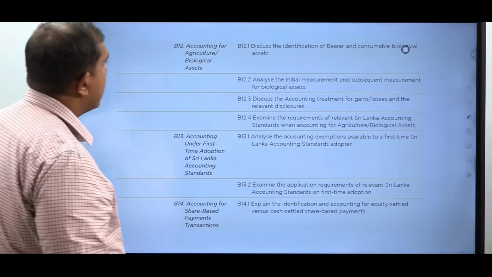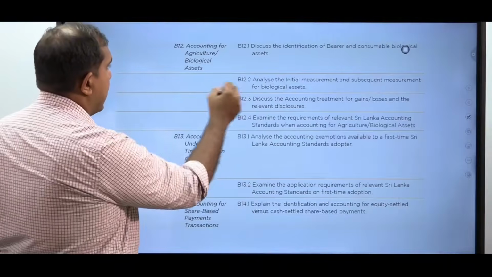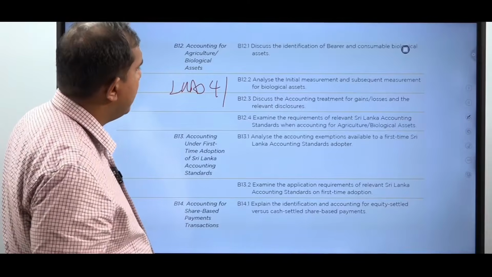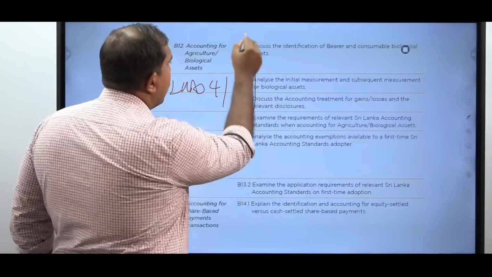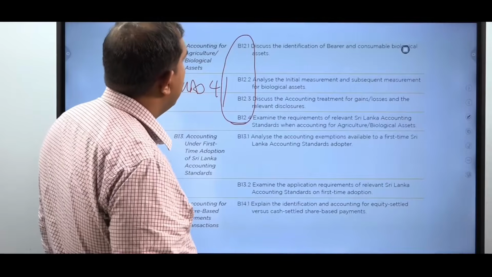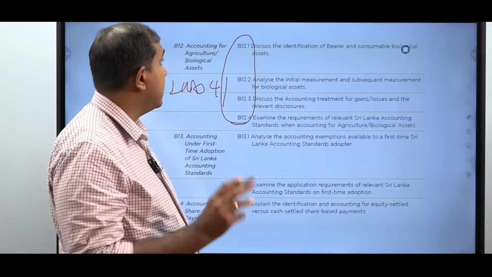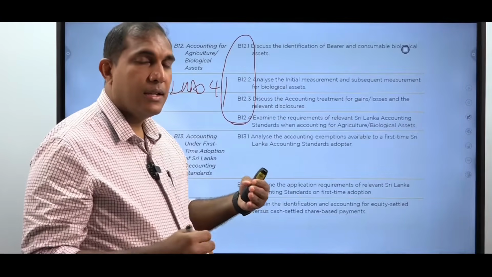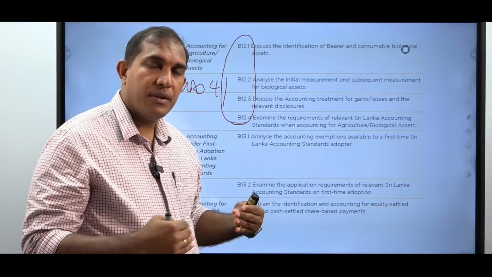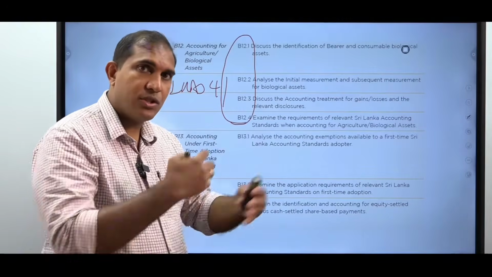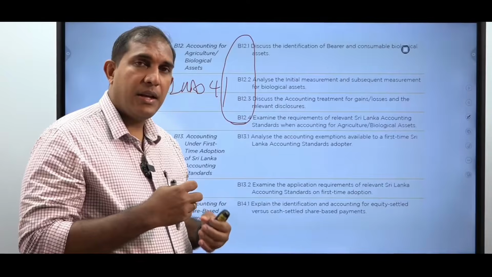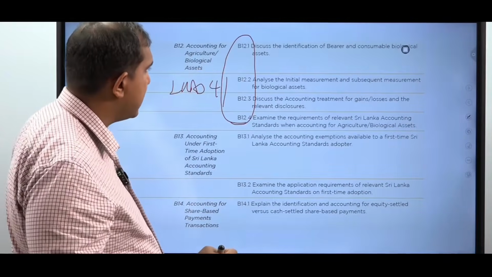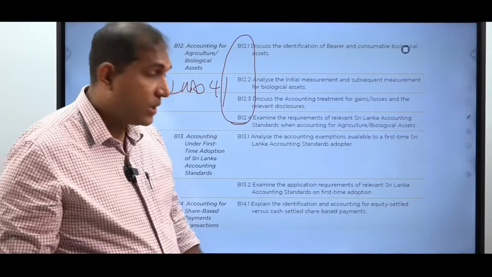Then accounting for agriculture and biological assets, that's LKAS 41. Under this there are 4 learning objectives. We can discuss under this standard: what is a bearer plant? Then the measurement of biological assets, biological transformation. Then harvest of biological assets. Likewise, there are many things to be discussed under LKAS 41.